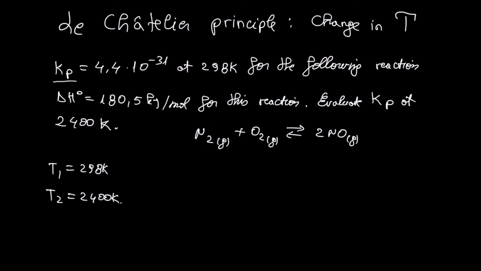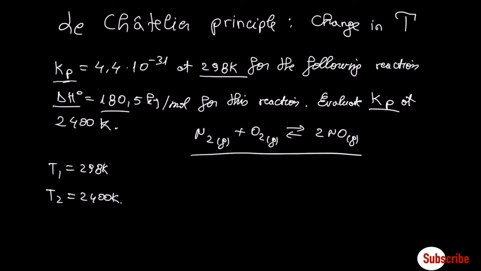So, in this example, we are going to see the effect of temperature on the equilibrium constant. The equilibrium constant is 4.4 times 10 to the minus 31 at 298 Kelvin for the following reaction. This one here. The change in enthalpy is 180.5 kilojoules per mole. For the reaction, evaluate the equilibrium constant at 2400 Kelvin.